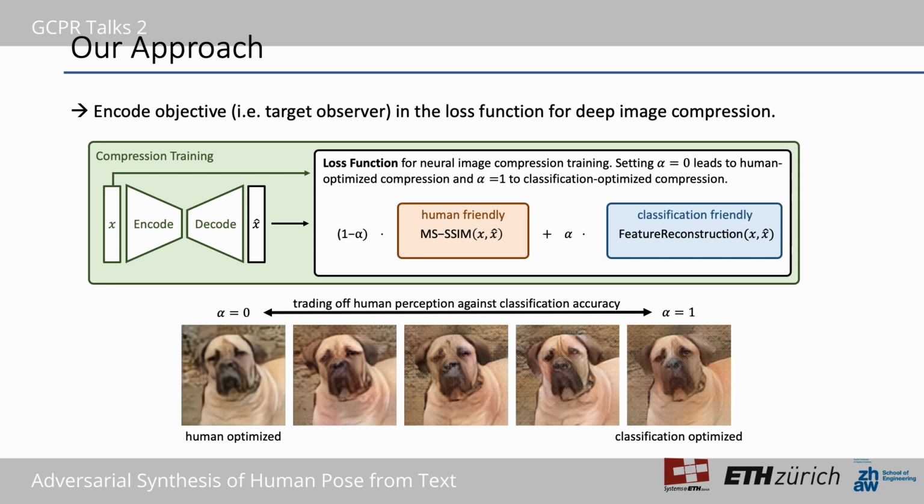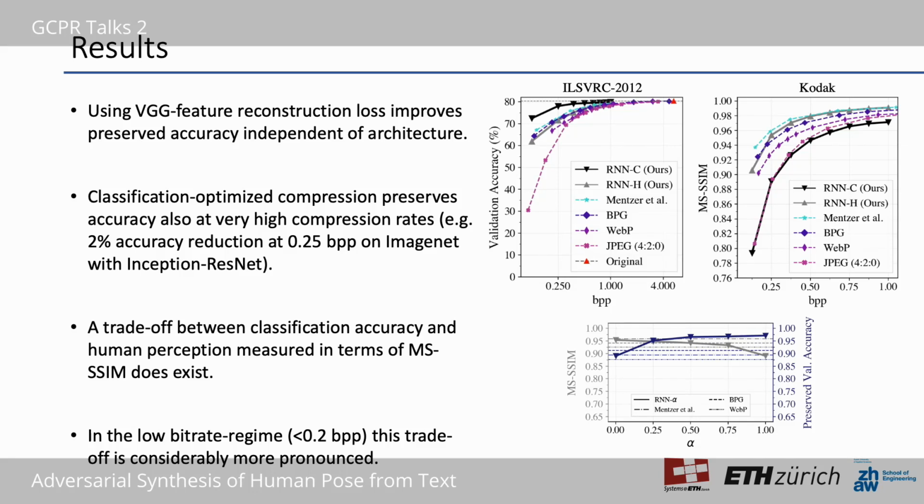Our approach is based on encoding the observer in the loss function used to train deep image compression, using a human-inspired notion of similarity for human-optimized compression, and the feature reconstruction loss based on deep VGG features to train classification-centric compression. Our experimental results show that we can indeed optimize compression explicitly to preserve classification accuracy on compressed images, and that a trade-off between the two types of observers does exist. For more details, please see our paper.